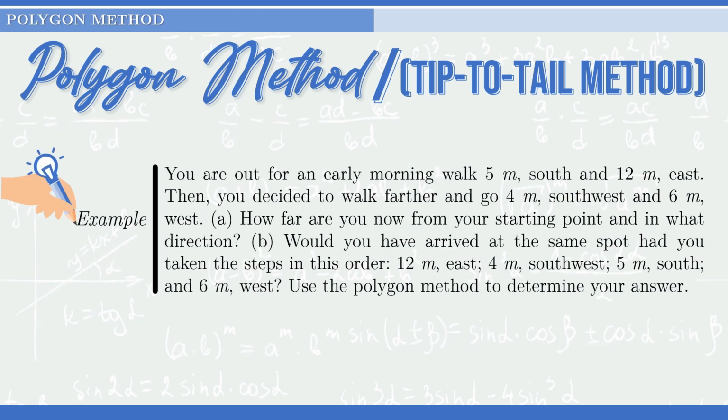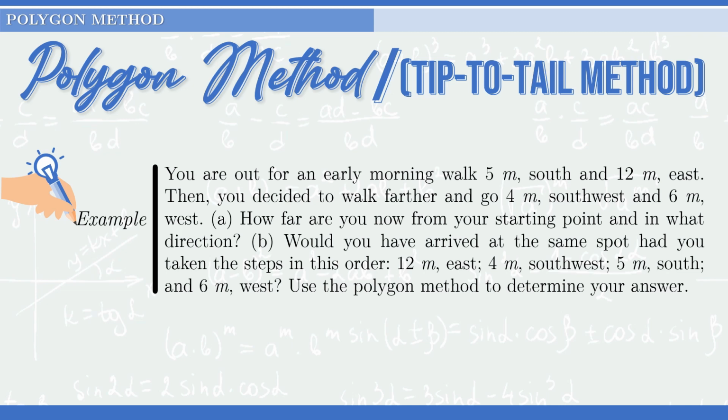For our first example, you are out for an early morning walk 5 meters south and 12 meters east. Then, you decide to walk farther and go 4 meters southwest and 6 meters west. How far are you now from your starting point and in what direction? Would you have arrived at the same spot had you taken the steps in this order?